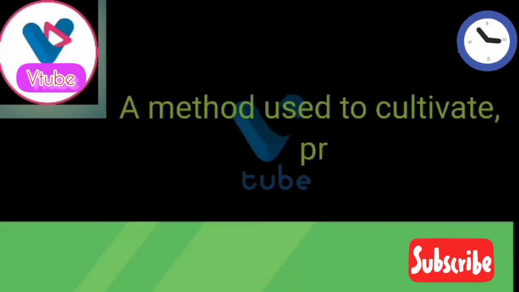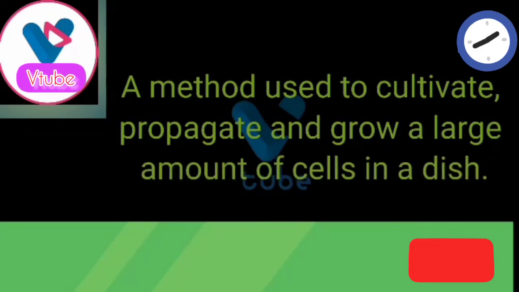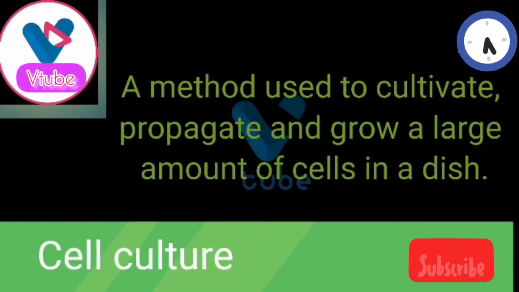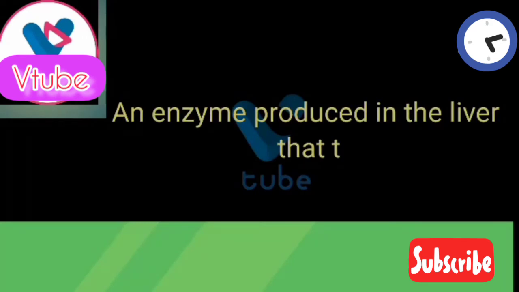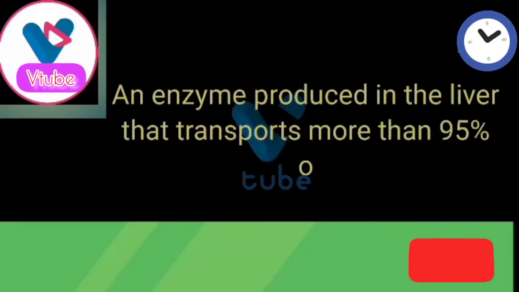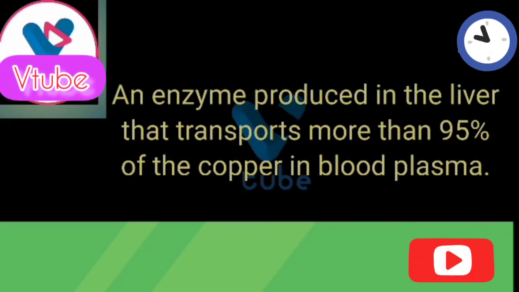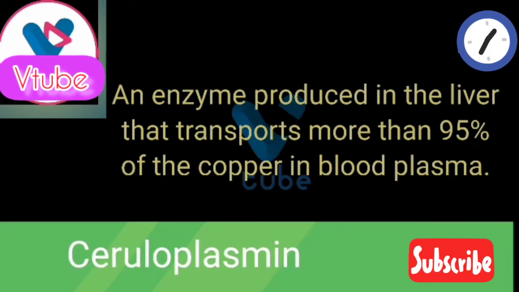A method used to cultivate, propagate, and grow a large amount of cells in a dish is called cell culture. An enzyme produced in the liver that transports more than 95% of the copper in blood plasma is called ceruloplasmin.